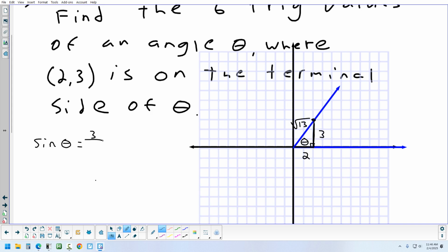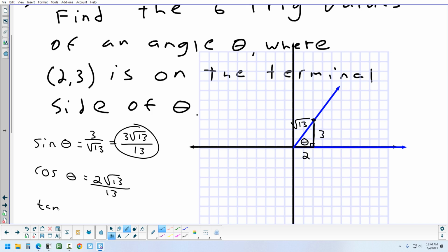So it's 3 over square root of 13. So 3 square root 13 over 13. Okay, so there's your sine. You might think, wait, we already did this before. Yeah, we did. But I'm going to do something different in a second. So we got the cosine. What's the cosine? Yep, 2 square root 13 over 13.